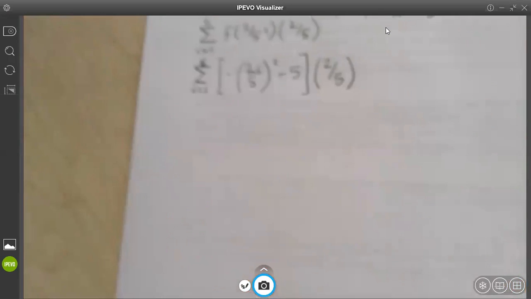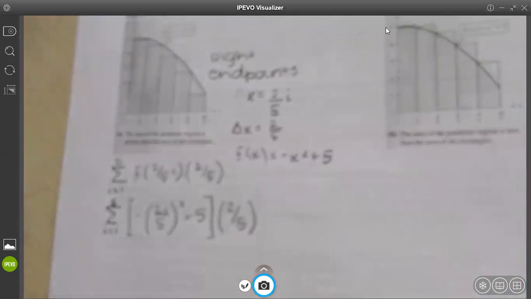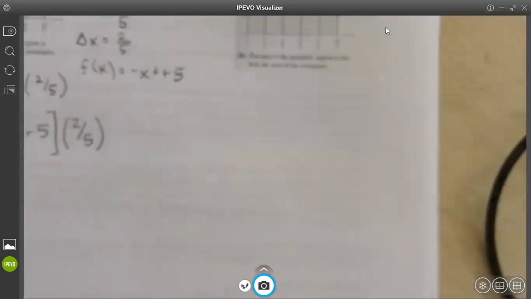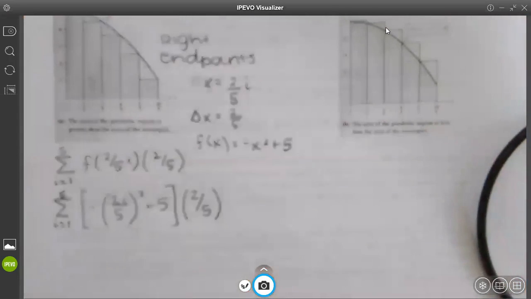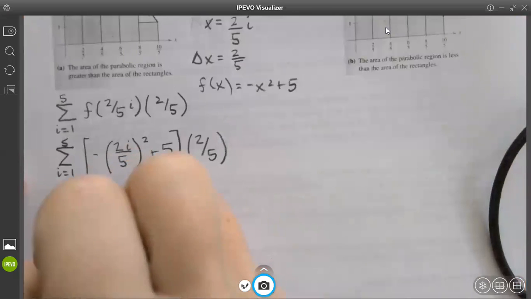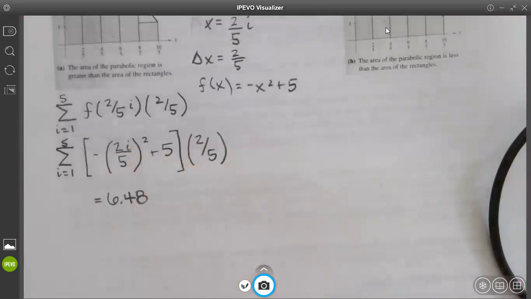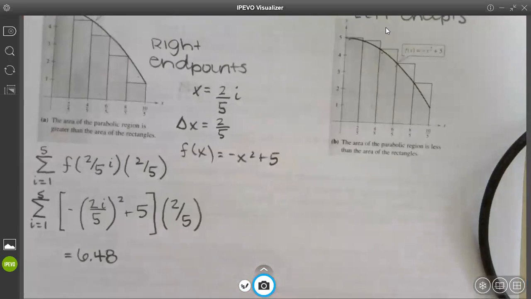Okay. Let me back out. Did you get it or no? Is everybody okay? All right. So what this means is that the area under the curve is 6.48 using those specific rectangles, so the inscribed rectangles. We're going to do it again on the other side.